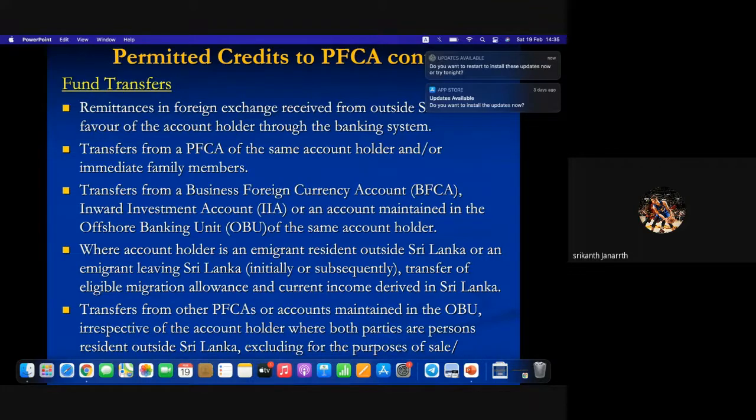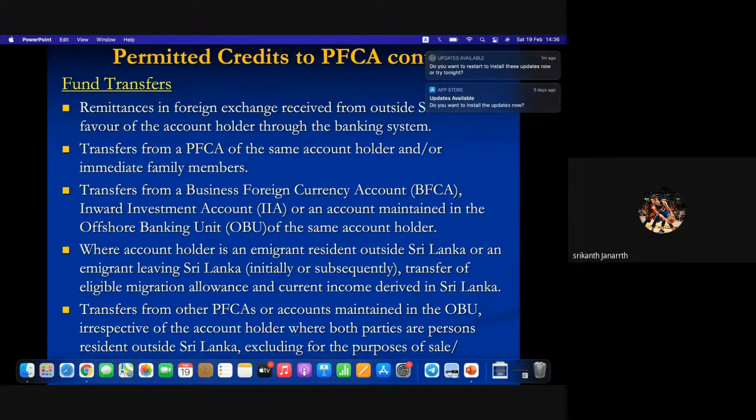Then look at the fourth one, where the account holder is an immigrant, resident outside Sri Lanka, or an immigrant leaving. Say a Sri Lankan person has now migrated to Australia, or is leaving to migrate to Australia. He has a certain migration allowance he can take. When he migrates, he can take a certain amount of money. It can be the migrant allowance, or it can be his current income. Say he is drawing a pension, some rent income, all his current income. He is permitted to take this money outside Sri Lanka. Instead of taking it outside, he can put the money back into his PFC account. That is what is permitted.